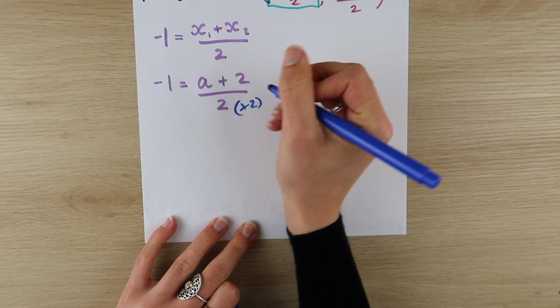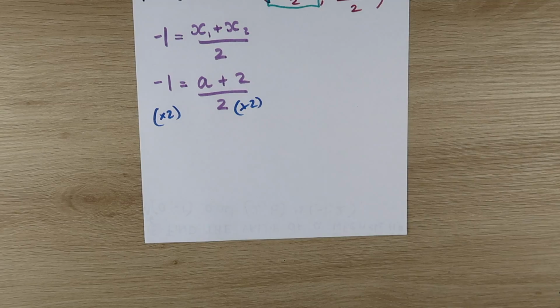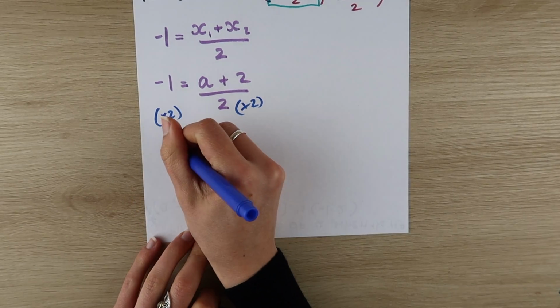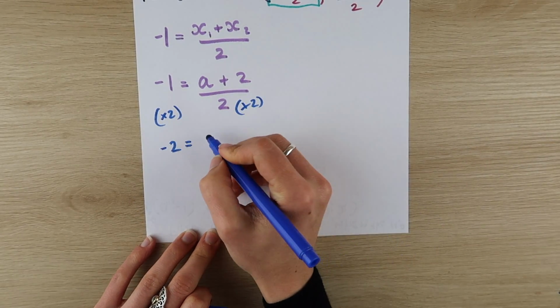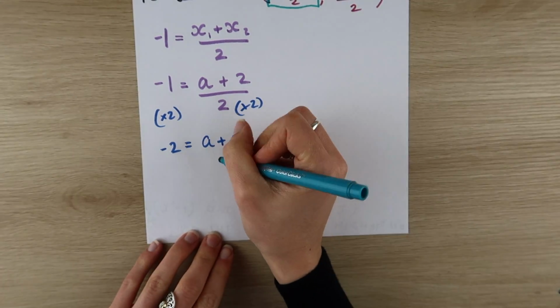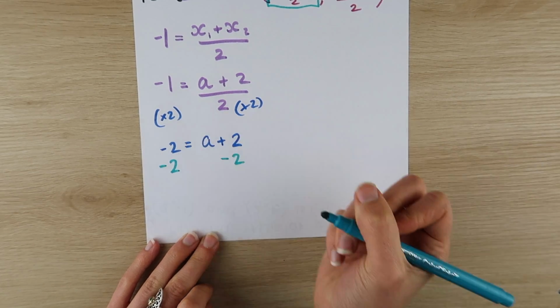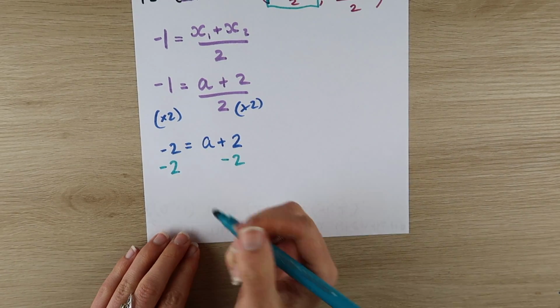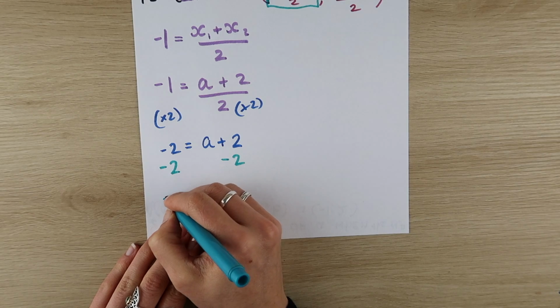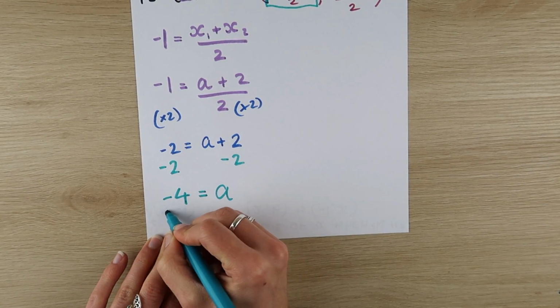Times 2 on both sides. And with that applied, it becomes -2 is equal to a plus 2. Then, to get a by itself, I subtract 2, which means I also need to subtract 2 on my left-hand side. I'm now left with -4 is equal to a.